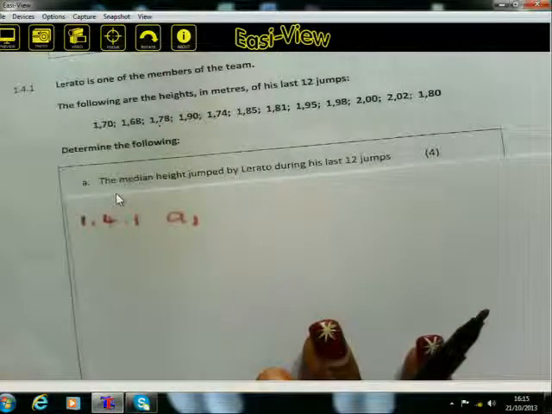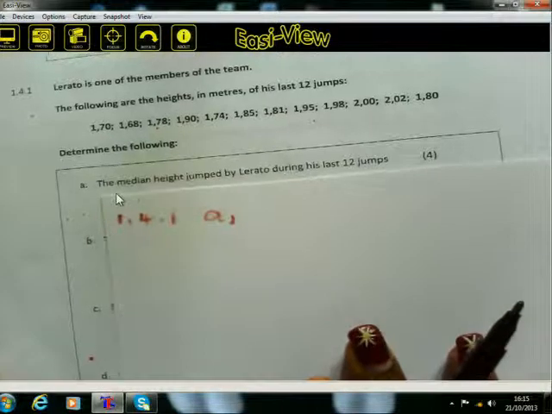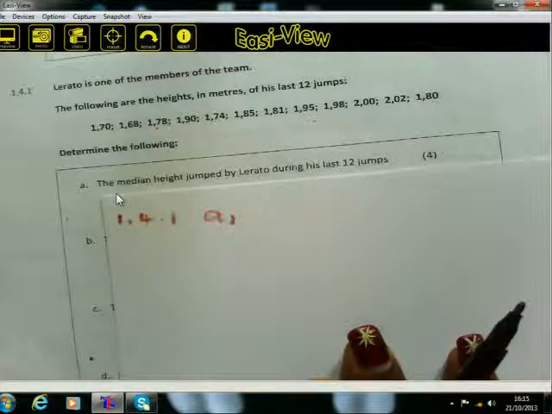The median height jumped. Determine. Let us read together. Determine the following. The median height jumped by Lerato during the last 12 jumps.